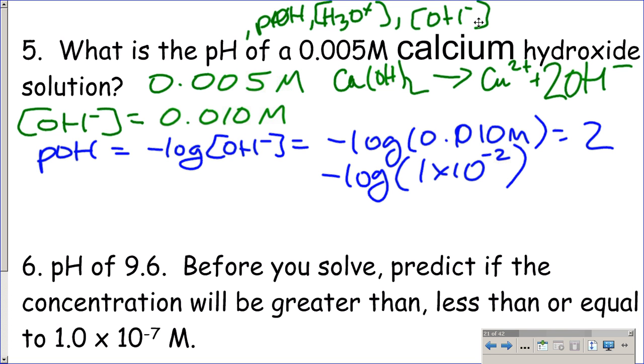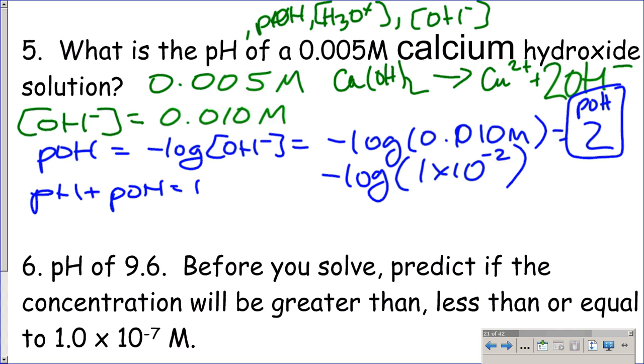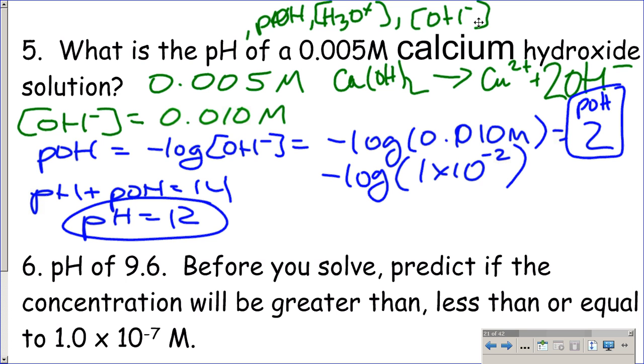Next, this is pOH, right? What's pH then? So pH plus pOH is 14. So automatically tell me pH is what? 12. You do not have to show me just so that I can see 14 minus 2 is equal to 12. If you write the formula and I see your answer, I can see how you got it. 14 minus 2 is 12.